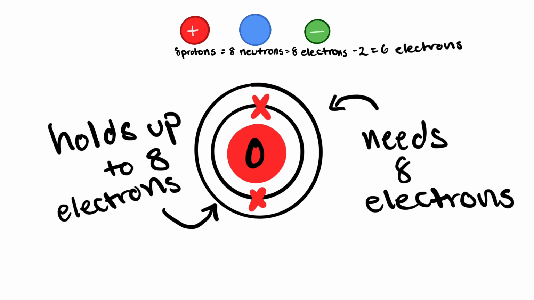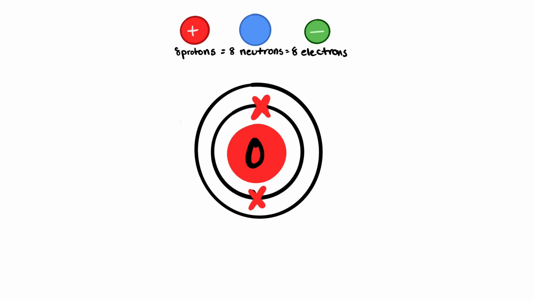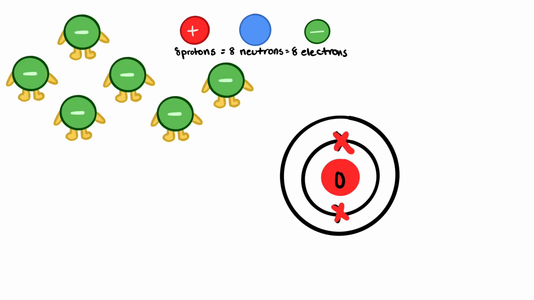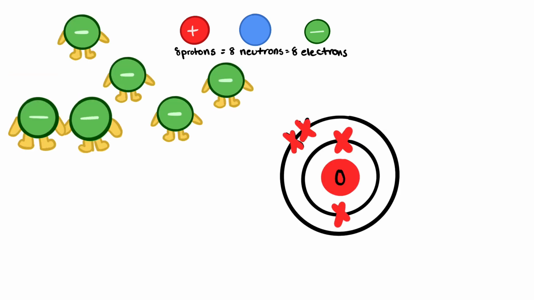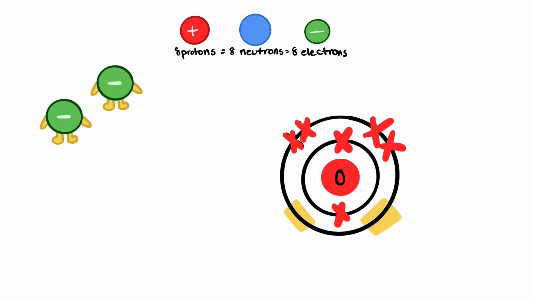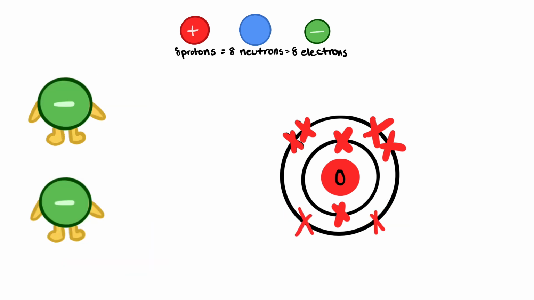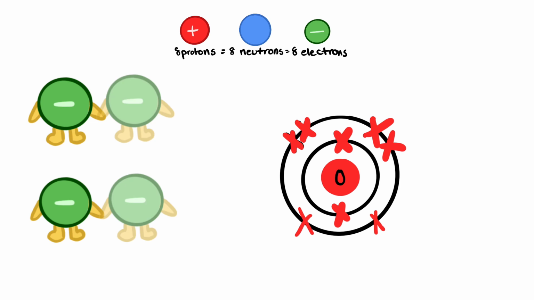The next shell holds 8. Oxygen has 6 electrons left, meaning that this shell is 3/4 full. There are technically 4 areas where electrons can be located. For drawing purposes, they are located here, here, here, and here. Electrons disperse into pairs, meaning that these 2 electrons pair up and these 2 electrons pair up. Because there are still 2 spaces that need to be filled, these 2 electrons don't pair up and instead they go 1 to each. That means they still need a partner.